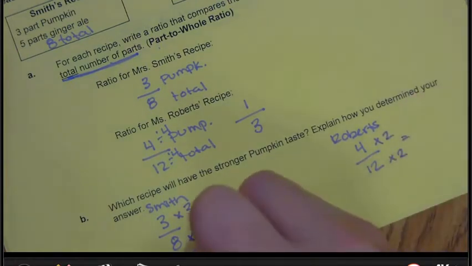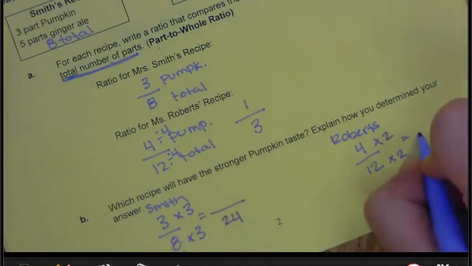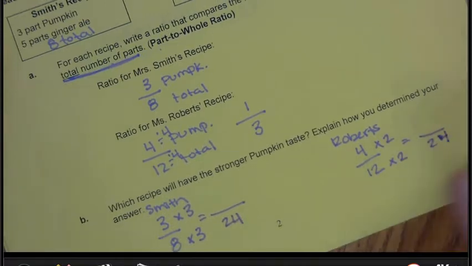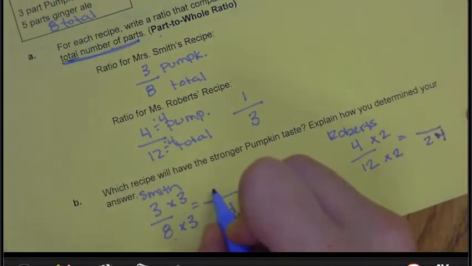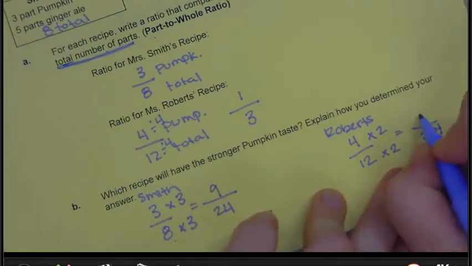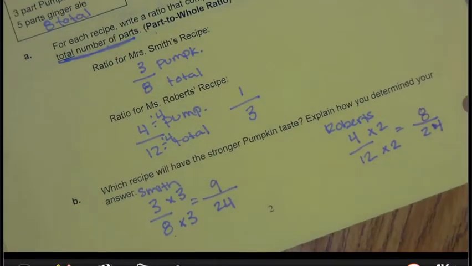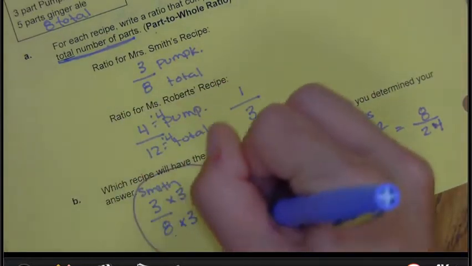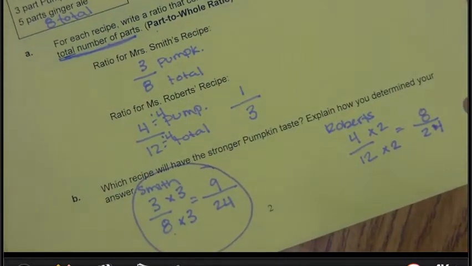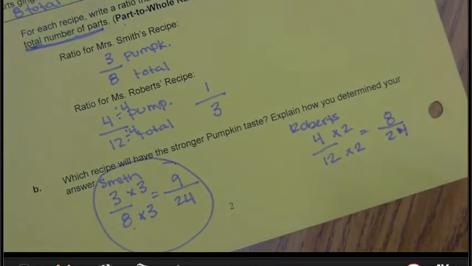To get 24 on the bottom for both, and then what I do on the bottom, I have to do on the top. Well, 3 times 3 is 9. 4 times 2 is 8. So the one that has the most or the strongest pumpkin taste is Miss Smith. Okay, it is Miss Smith.